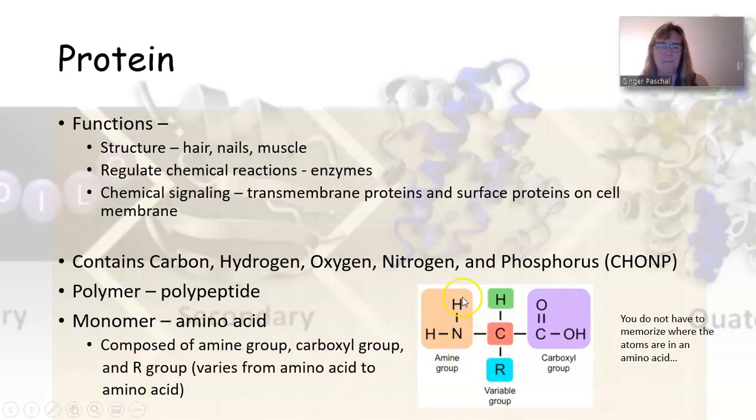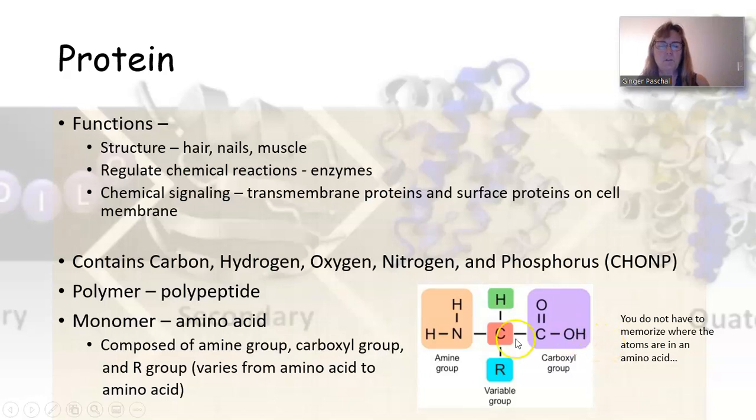They're composed of an amine group, that's this part over here. They're composed of a carboxyl group, that's this part in purple over here. And they're also composed of an R group. The R group is what varies from amino acid to amino acid. That's what makes each amino acid different from each other. All of these parts are all attached to a central carbon, and the 4th bond of the central carbon is a hydrogen.